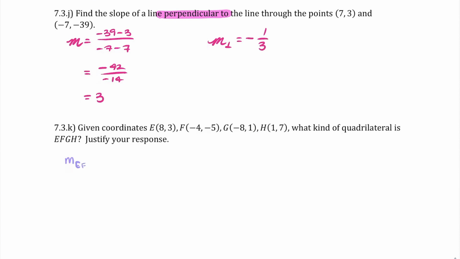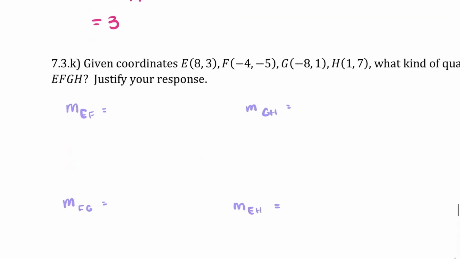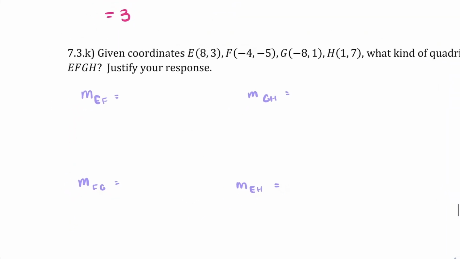So we're going to find the slope of EF. We're going to find the slope of FG. We're going to find the slope of GH. And we're going to find the slope of HE or EH. So I actually want you to just pause the video and then maybe find the slopes on your own. That'd be ideal. I think that seems like a good plan. And go.